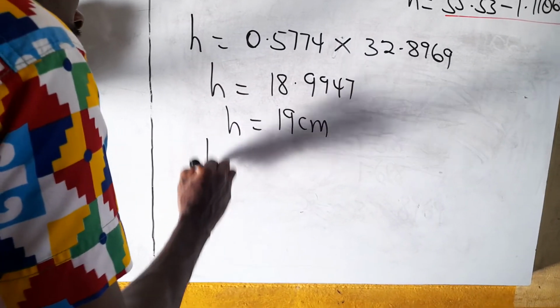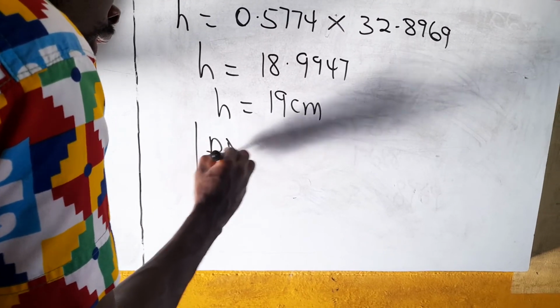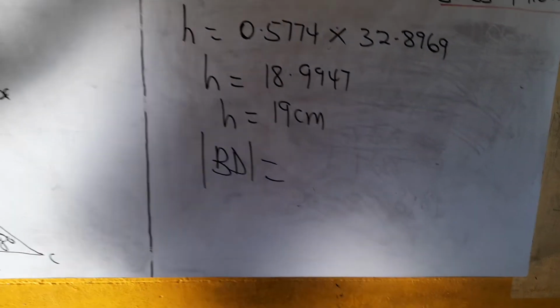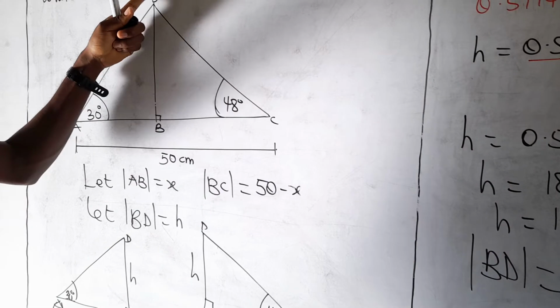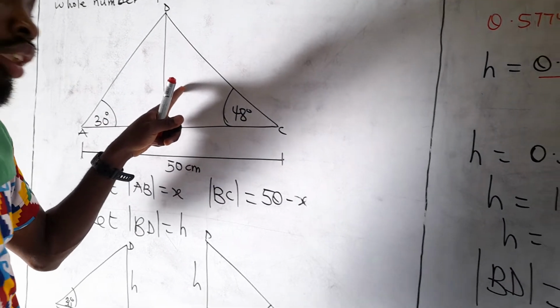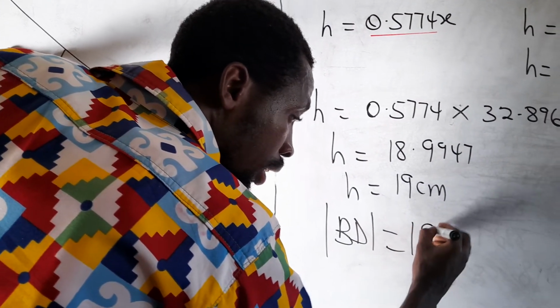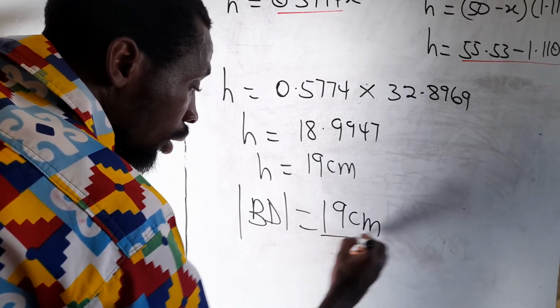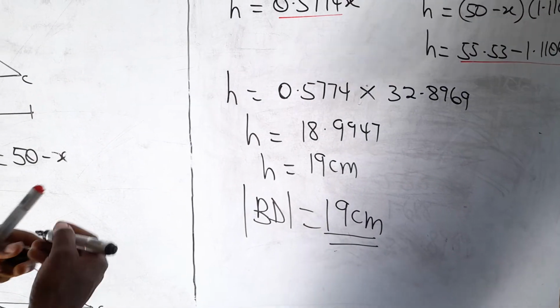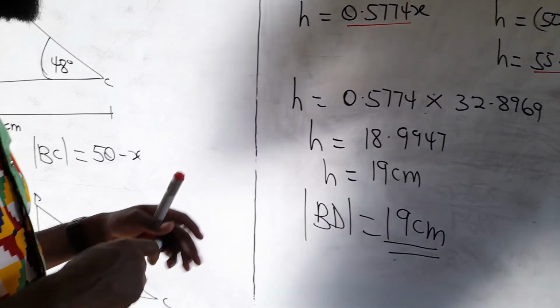So we can say the side BD in this diagram is 19 centimeters, correct to the nearest whole number.